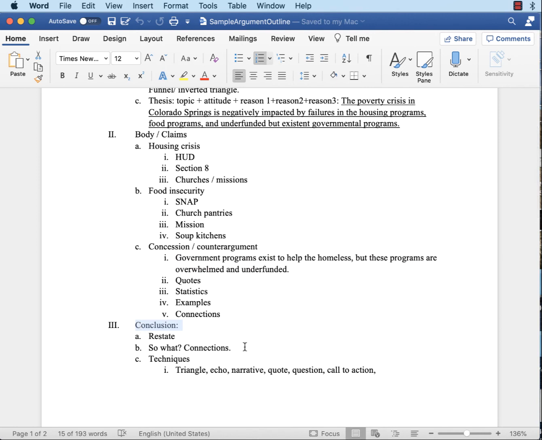In your conclusion, yes, you're going to restate your thesis, but I would like a little more finesse than just plopping that sentence in there. This is your chance to leave a lasting impression on the reader. This is where you convince the reader that you are absolutely correct in your point. So the ultimate thing is the so what. So why does it matter?